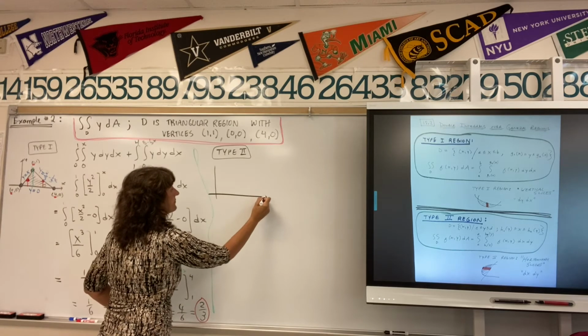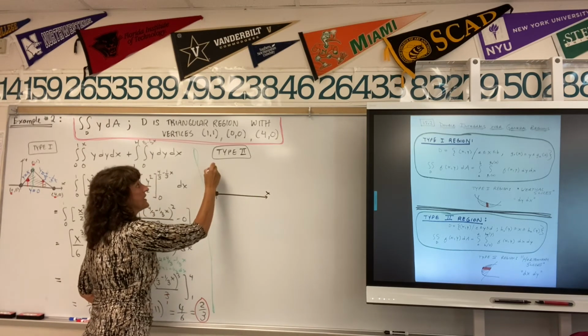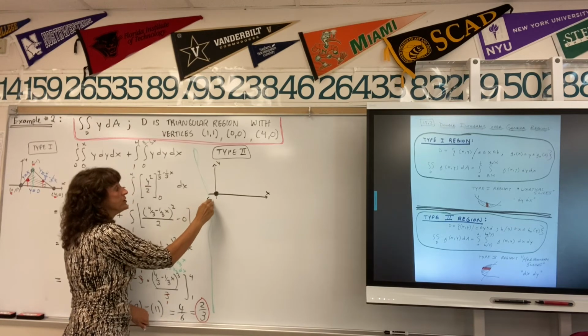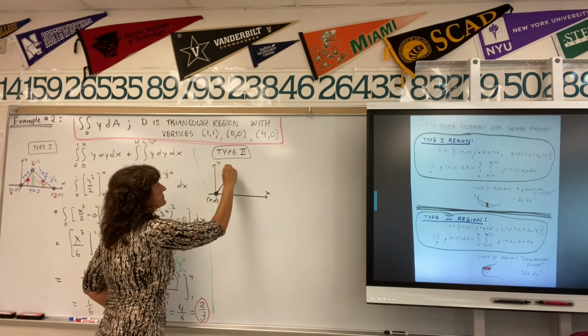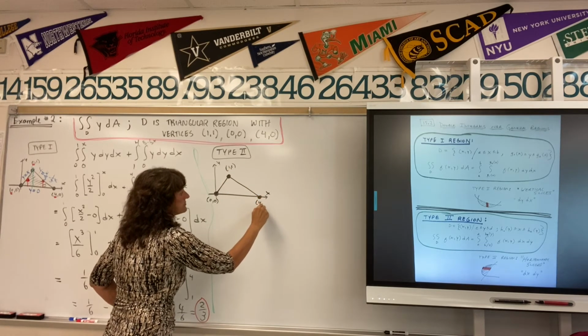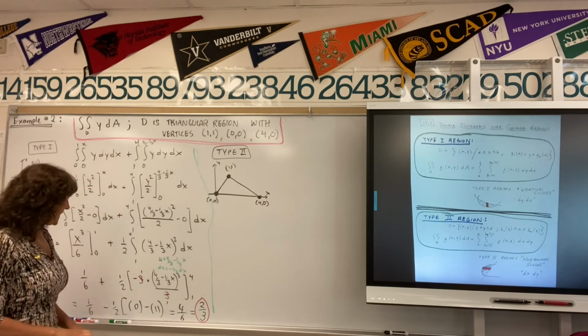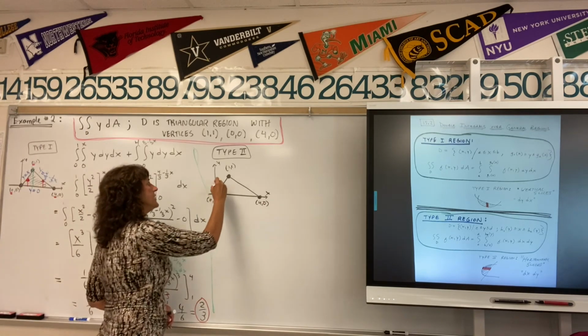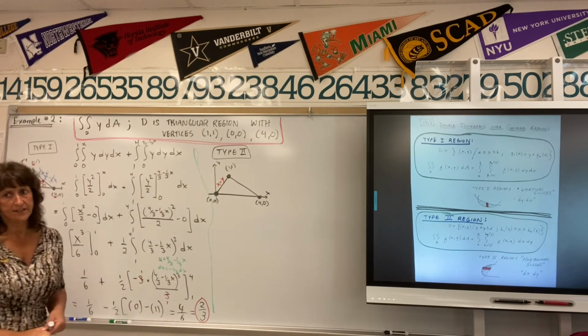Same boundary. So you have the x-axis, you have the y-axis. We have the origin here. And then we have 1, 1 and 4, 0. So y equals x over here. Well, I'm going to call it x equals y. That's this side.